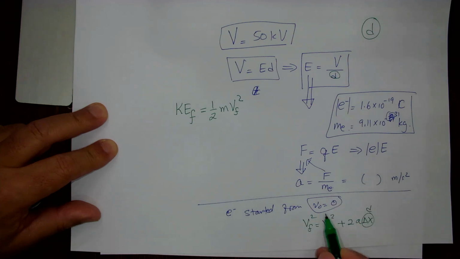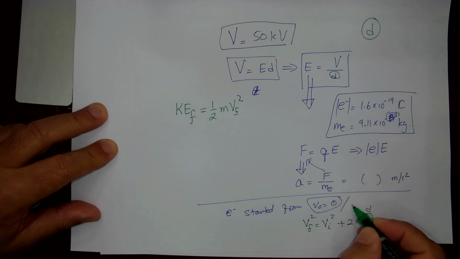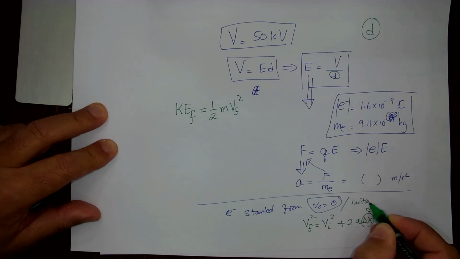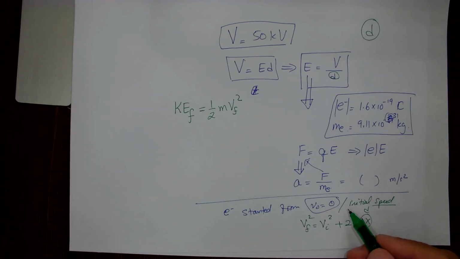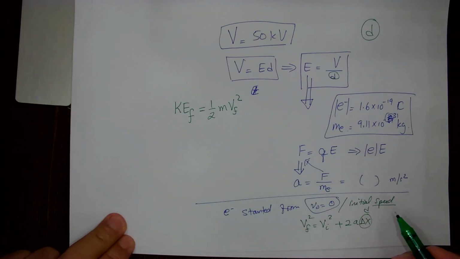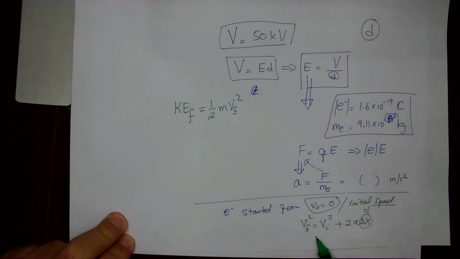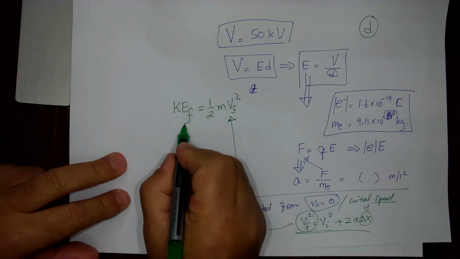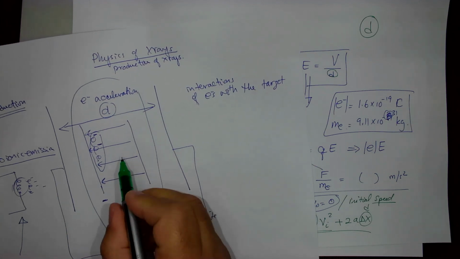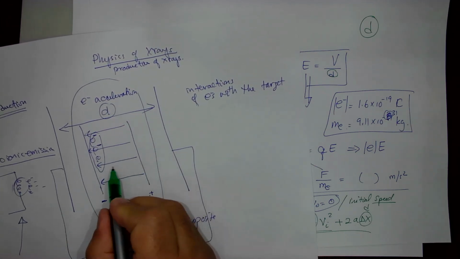And v initial could be 0, or I could give you some initial speed. If I give you that it was ejected with a speed equal to this much, then that's given. If I say it's released or started this motion from 0, then you can use that. But in any case, you need to calculate v final. You plug it here, and then you find the kinetic energy. This is basically the kinetic energy by which this electron, remember, the electron will move opposite to the electric field.